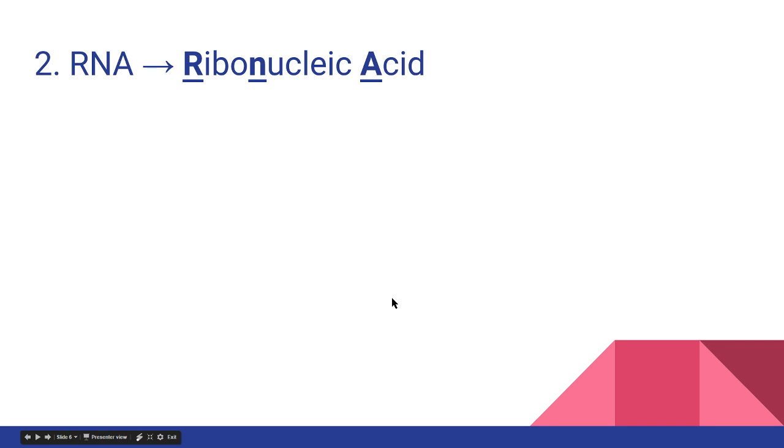RNA is ribonucleic acid. This is very similar to DNA, right? DNA is deoxyribonucleic acid. So the big difference is the ribose. DNA has the deoxyribose sugar, while RNA has the ribose sugar.